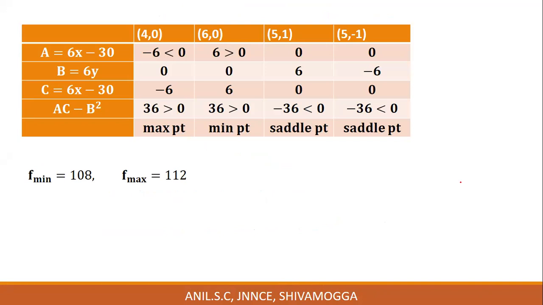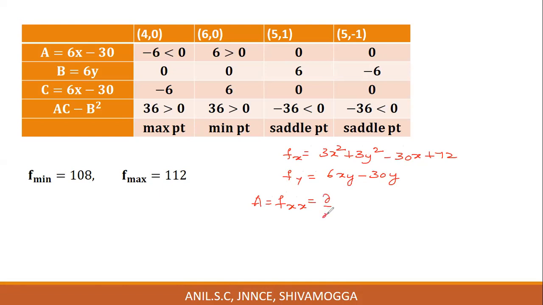What is fx here? As in the previous slide, fx is equal to 3x square plus 3y square minus 30x plus 72. Okay? This is fx. And fy is equal to 6xy minus 30y. Now let's find a, b, and c. A means fxx.